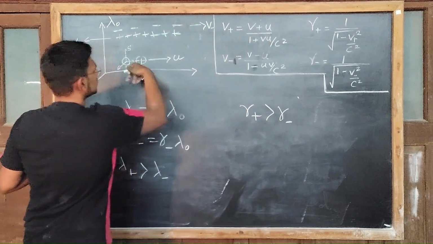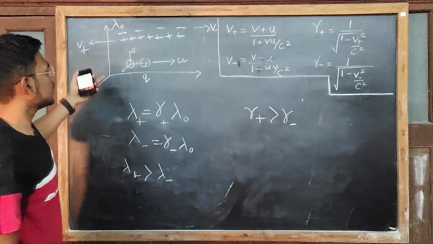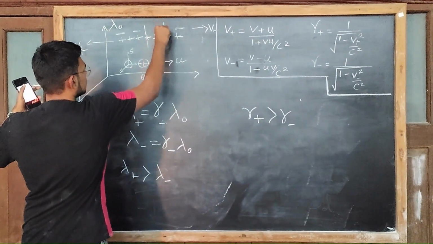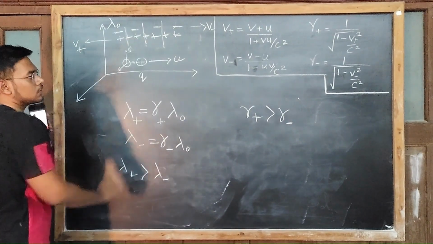Okay, so this is what the situation will look like from the S prime frame. And now if you take any particular cross section area, you can see that the net charge is now not 0.